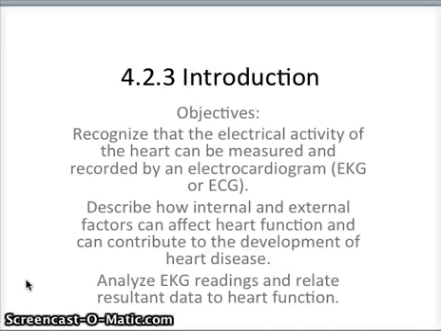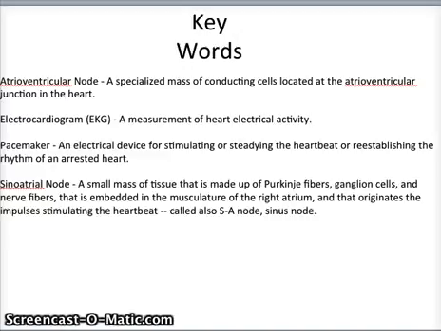So, an EKG measures the electrical activity of the heart, and the two main parts of the heart are the sinoatrial node and the atrioventricular node, and these are little nodes inside the heart that control the electrical impulses that cause the heart to beat.